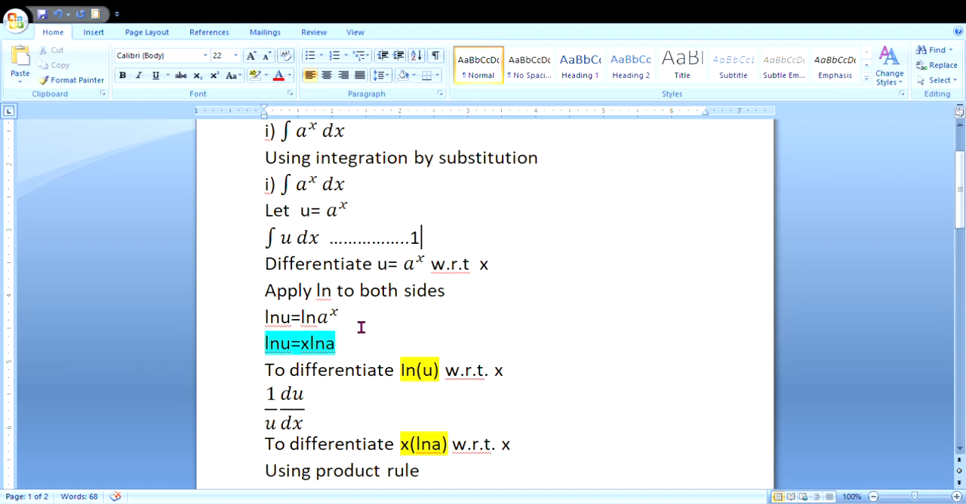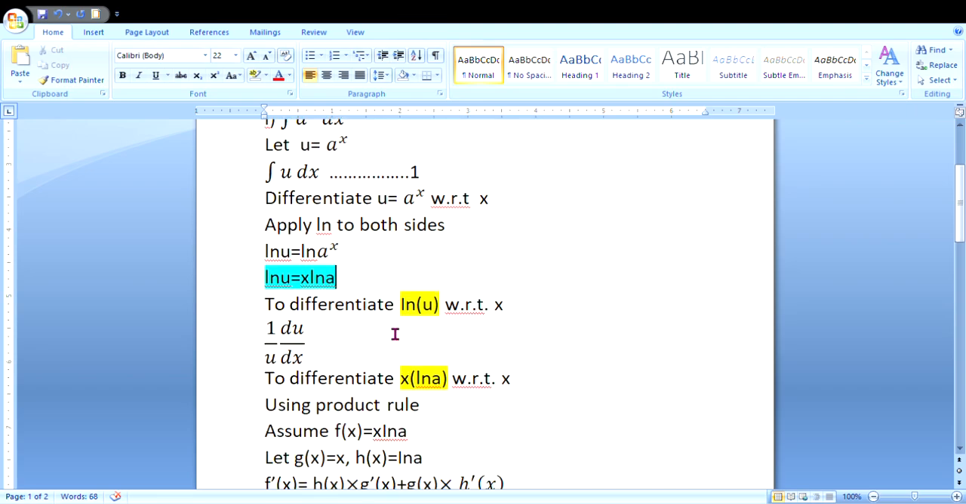It is not easy to just apply the ordinary differentiation rule here, because x is in the power. So all we need to do is apply the natural logarithm to both sides. This expression becomes ln u is equal to ln a raised to the power of x.